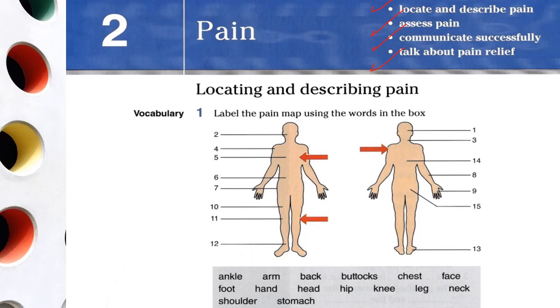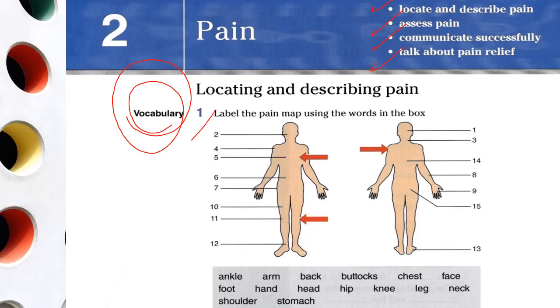Exercise number 1 is about locating and describing pain. This exercise is going to concentrate on some vocab. Those vocab are very important to know before starting talking about pain. You have to know the name of these vocab, or the names of the parts of the human body, in order to be able to describe pain and describe the location of pain.